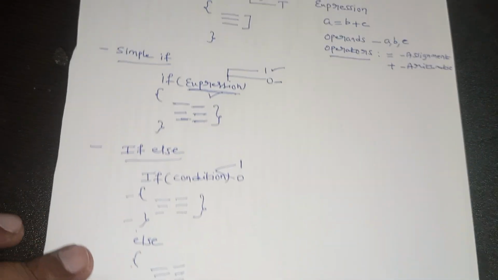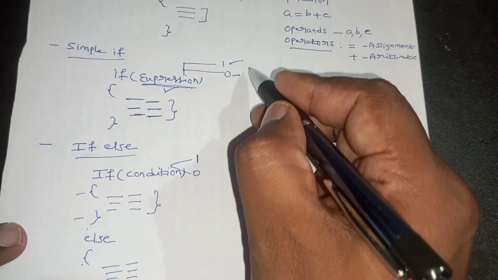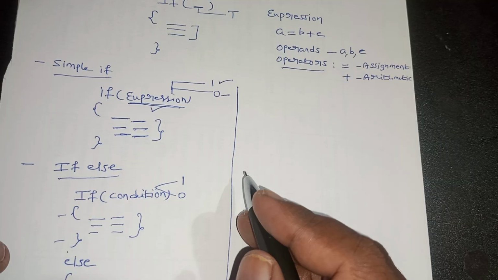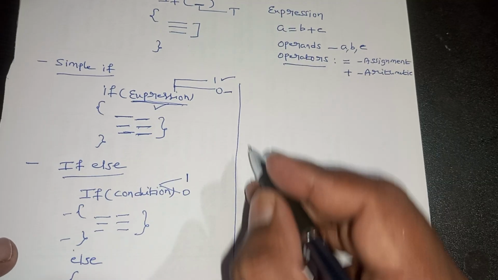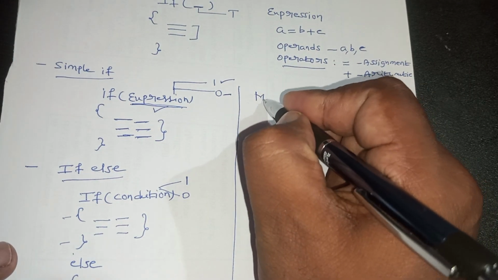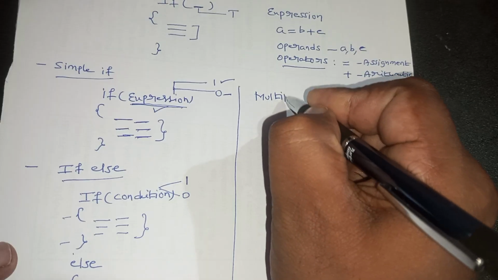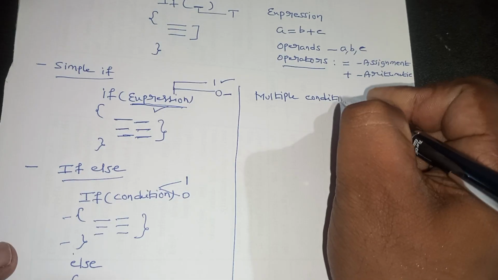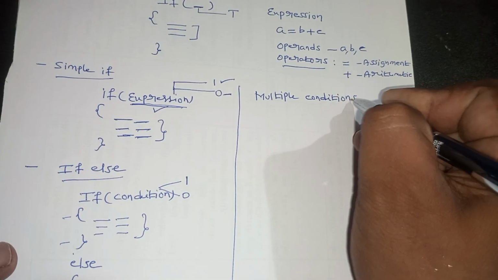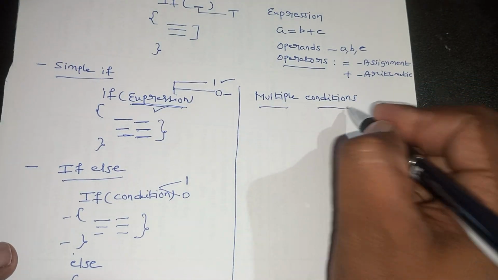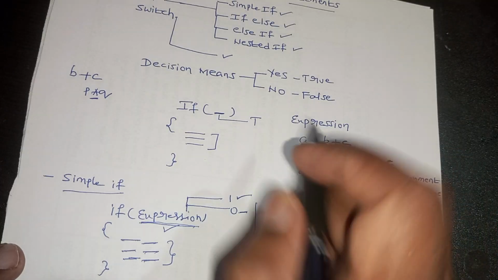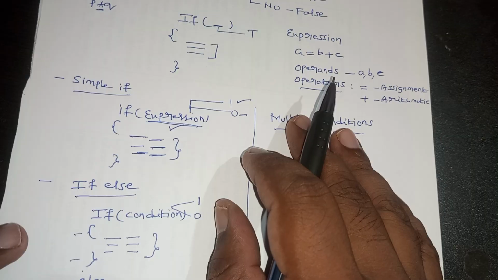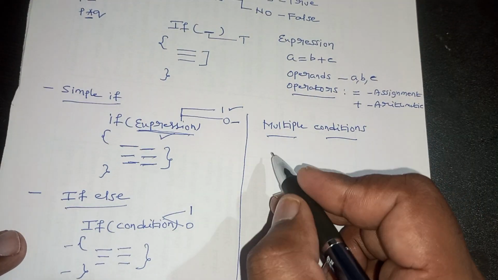Okay, second one, third one, what? Else if. So when do I have to go to else if? When there are multiple conditions. This is important. Then I have to go to else if. Okay, now take an example, the syntax.